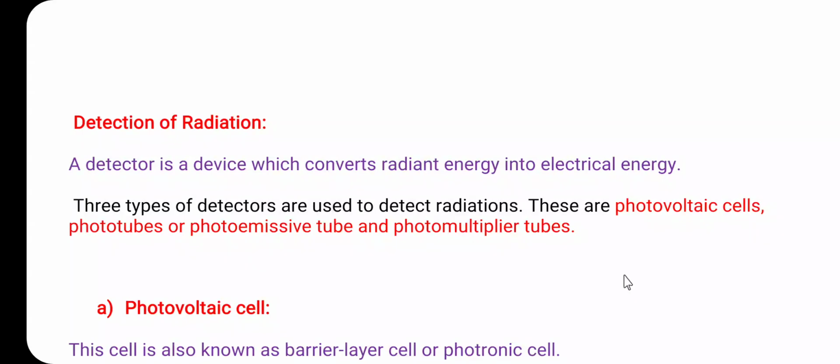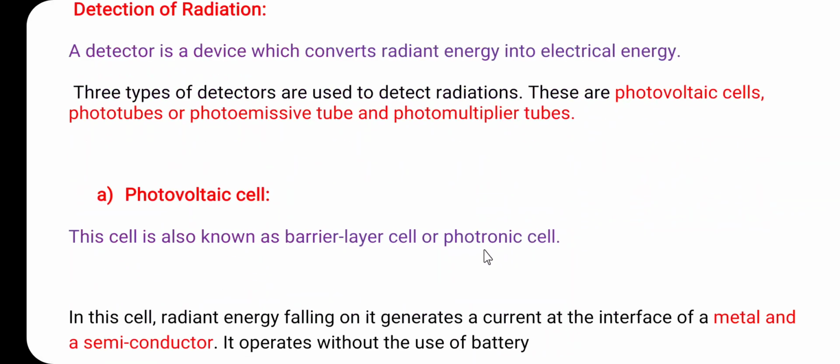So, there are three types of detectors used to detect the radiation. Which are these three types? Number one is the photovoltaic cell. Then the second one is the phototube or photoemissive tube, and the last one is the photomultiplier tube. So, friends, the photovoltaic cell and phototubes are generally used in colorimetry, while the photomultiplier tube is used as a detector in the spectrophotometer. So, let us discuss one by one.